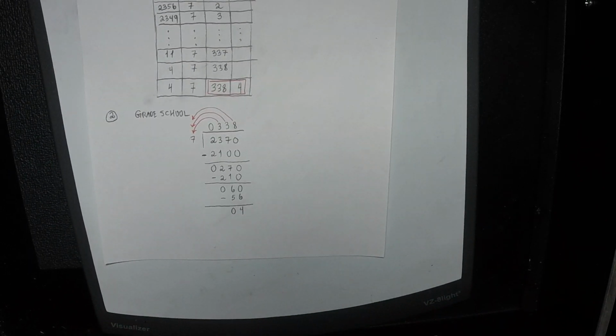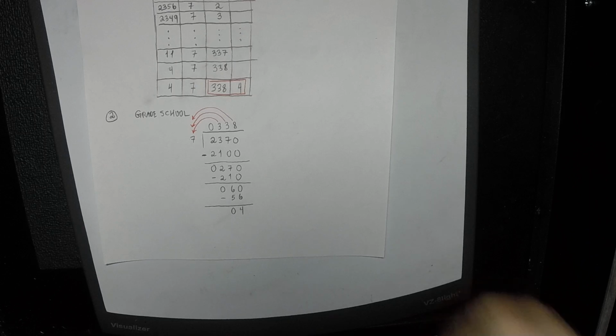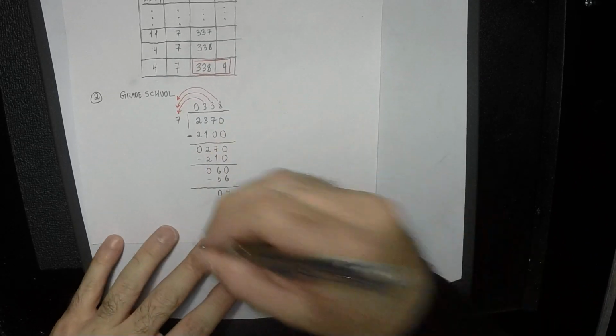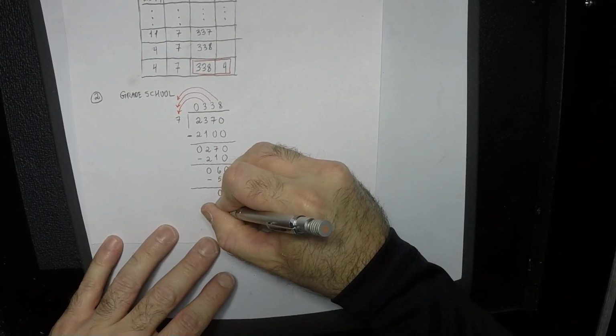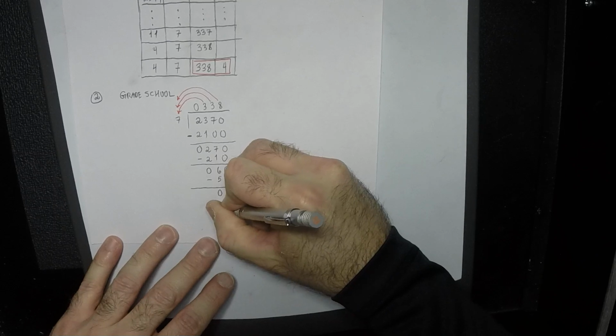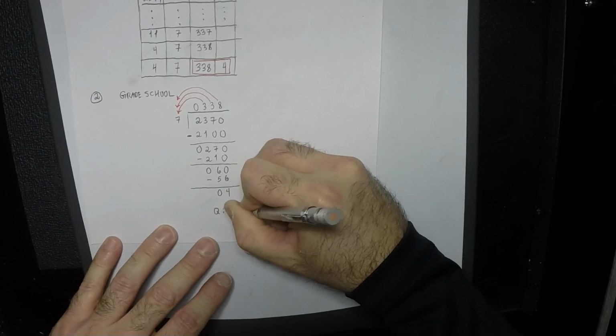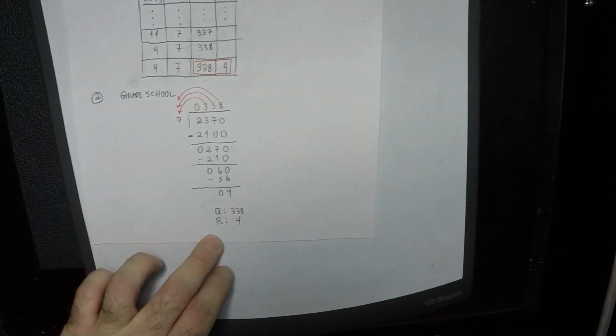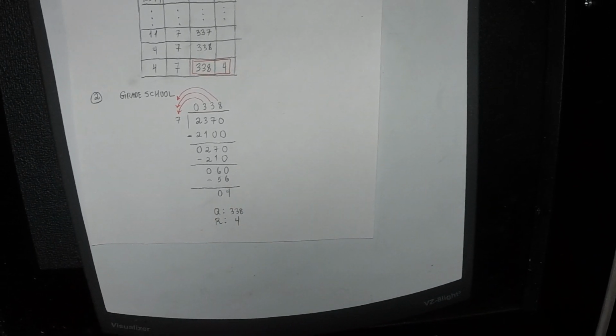So now, finally, 4 is in the house and 7 wants to come in. How many times can 7 go into 4? 0 times. And at this place, the algorithm terminates, and you come to the conclusion that the quotient is 338, and the remainder is 4. Of course, that's exactly the same answer as the one above.